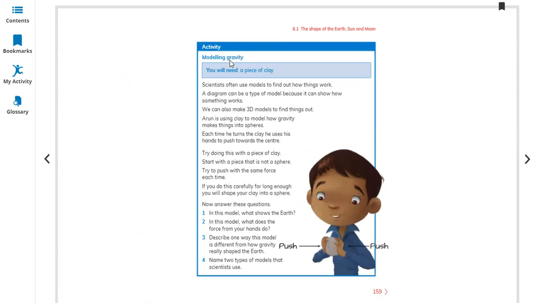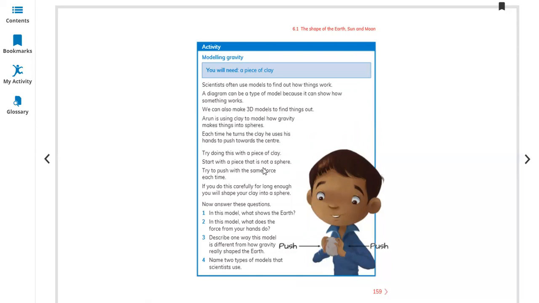After modeling gravity, you will need a piece of clay. Scientists often use a model to find out how things work. A diagram can be a type of model because it shows how something works. We can also make a 3D model to find things out. Arun is using one to model how gravity makes things into a sphere.